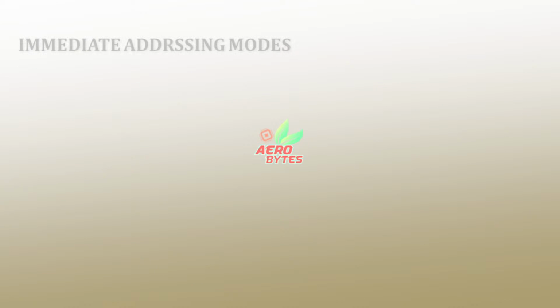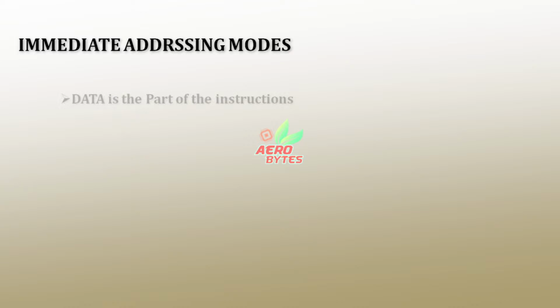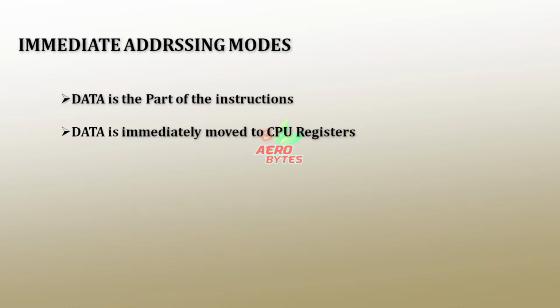First one, immediate addressing mode. In this addressing mode, data is a part of the instruction. See, the source operand is a constant. The immediate addressing mode, as the name implies, when the instruction is assembled, the operand comes immediately after the opcode. Here, the data must be preceded with a pound sign. Clear? Data is a part of the instruction.